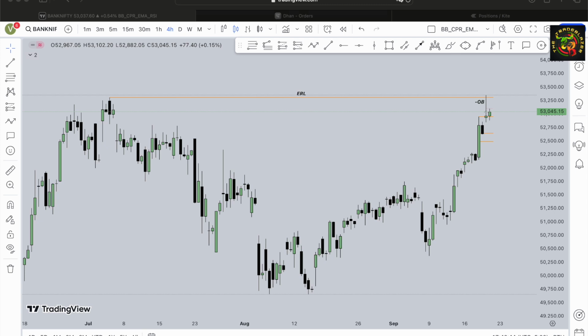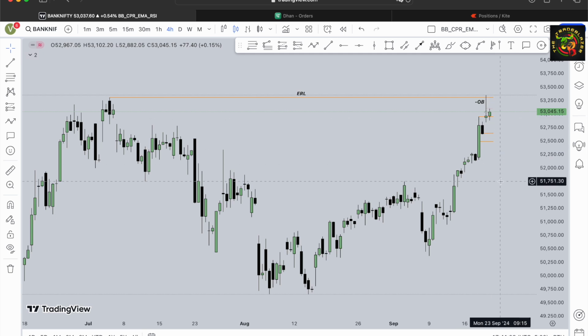Having said that, these are some of the important levels that I have drawn for today's intraday trading. And you can see a very important level is this external range liquidity area, which is nothing but the all-time high. Okay, so there is a fair chance that once the price taps into this external range liquidity, there'll be a little bit of downside move.